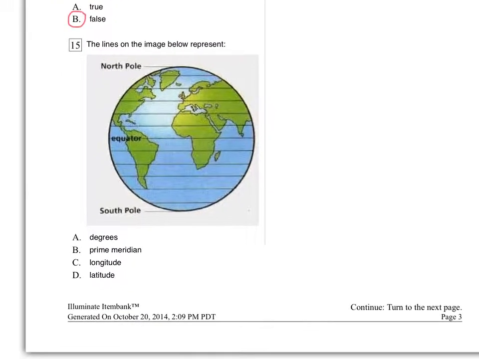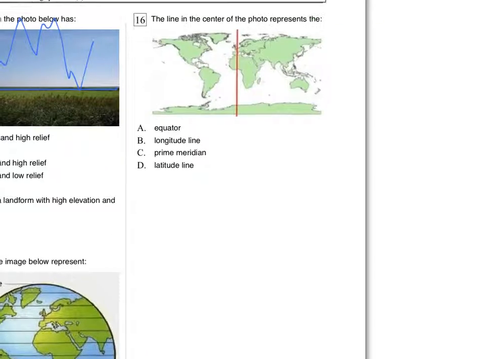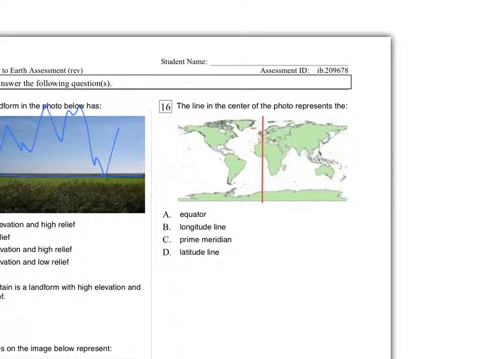15, the lines on the image represent. These are latitude lines. Longitude is like this, up and down. And the prime meridian is one of the longitude lines. And they do measure degrees, but they don't represent a particular number of degrees. This is the prime meridian, the opposite of the equator. The equator goes across. That red line represents the prime meridian.